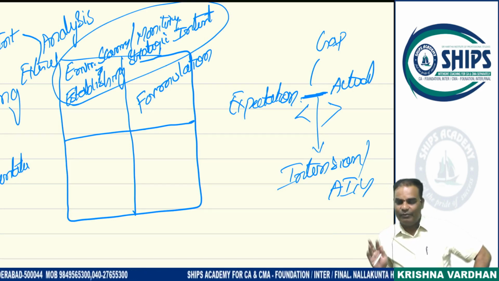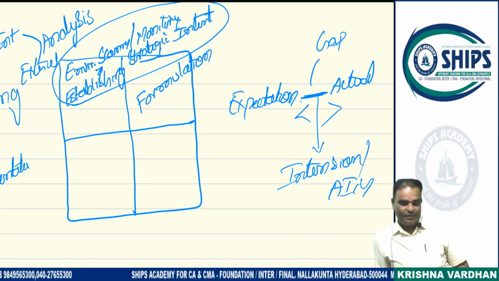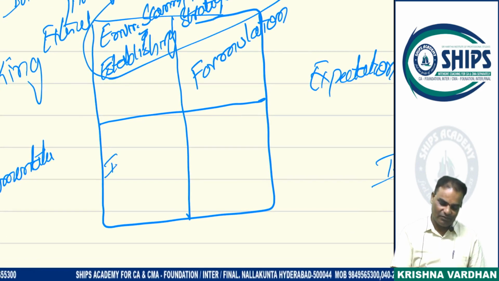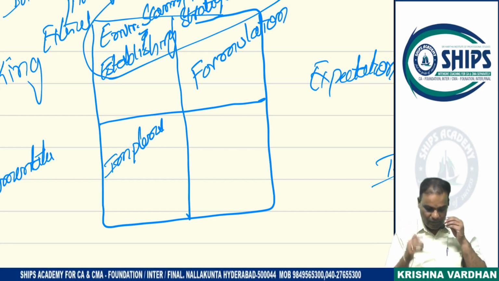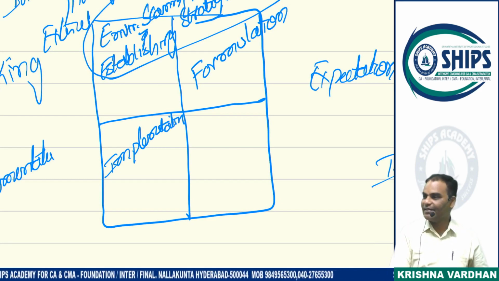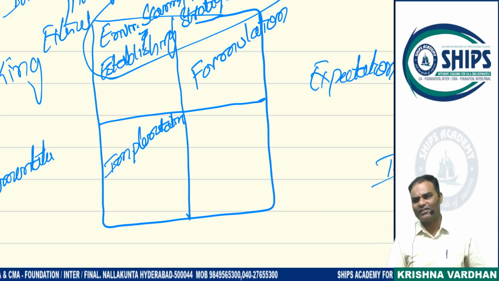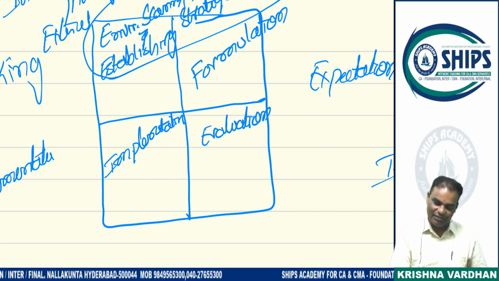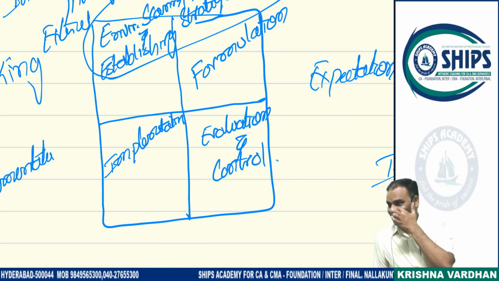Okay. You made the first portion of making a strategy. What next? Implement. So, execute it. Implementation. Execution. After implementation, what is next? You should evaluate, evaluation, and you should be able to control it.